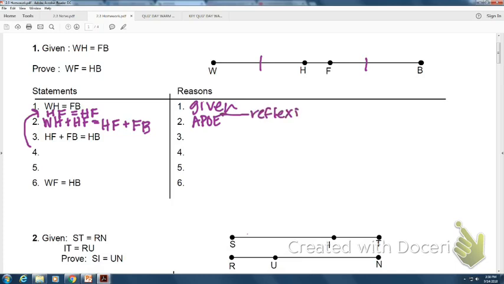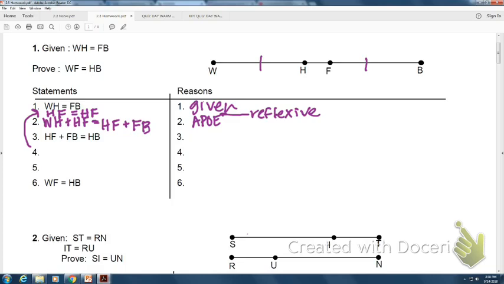Sorry, I got a little messy. Okay, so far we're doing good. Okay, we have our HF equals HF. We also know that now WH plus HF is equal to HF plus FB. Okay, number 3 says HF plus FB equals HB.